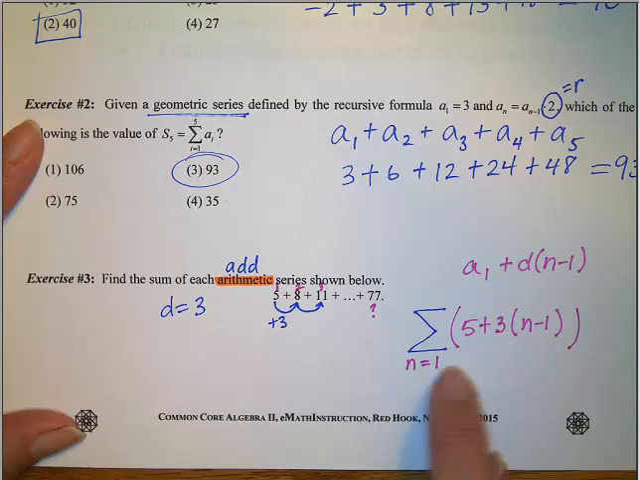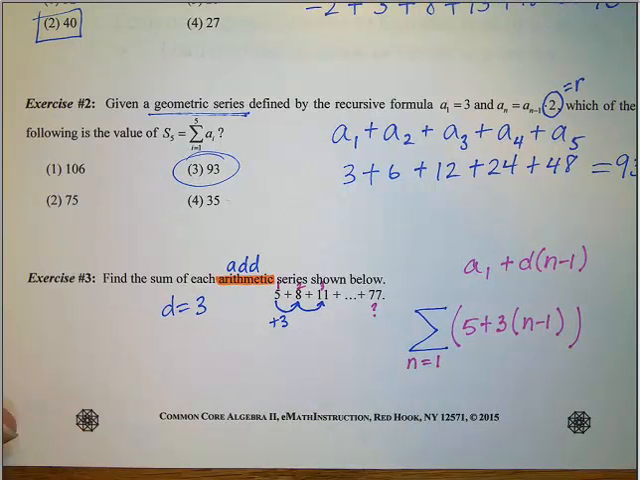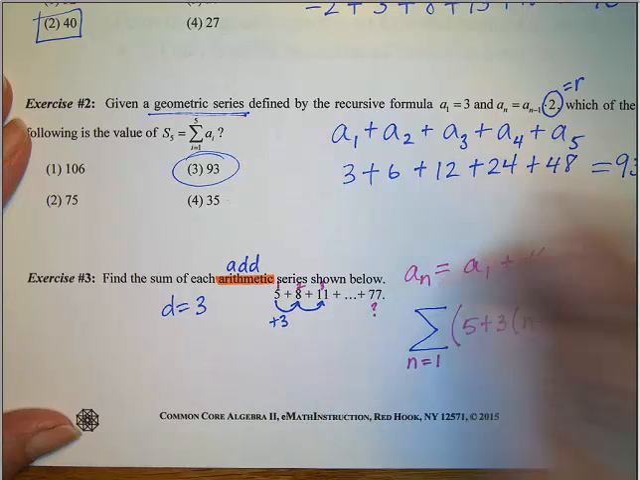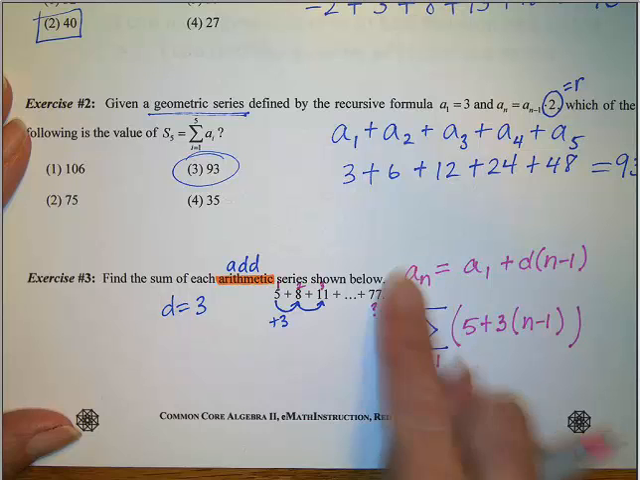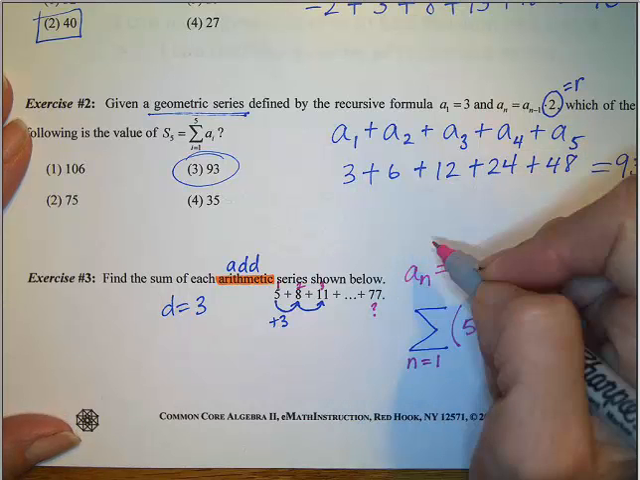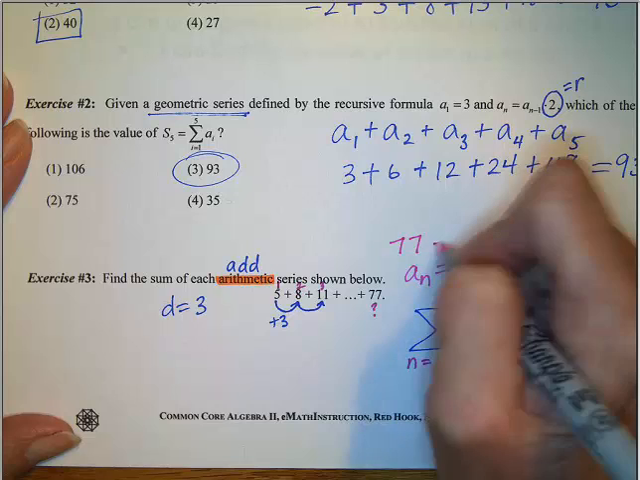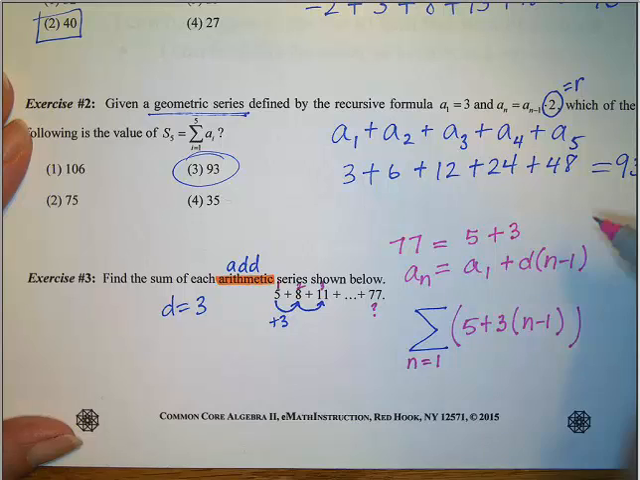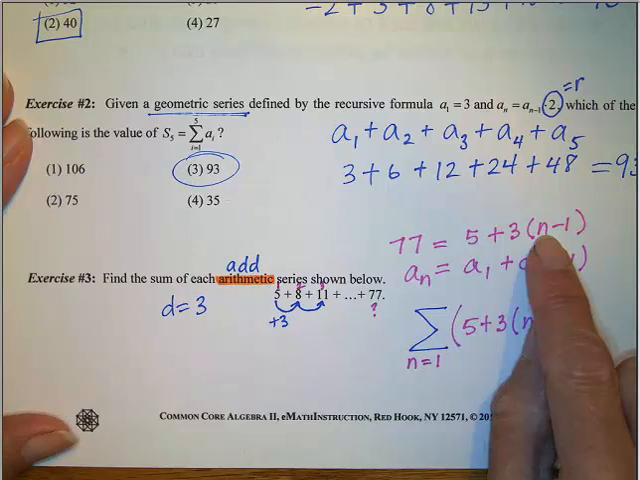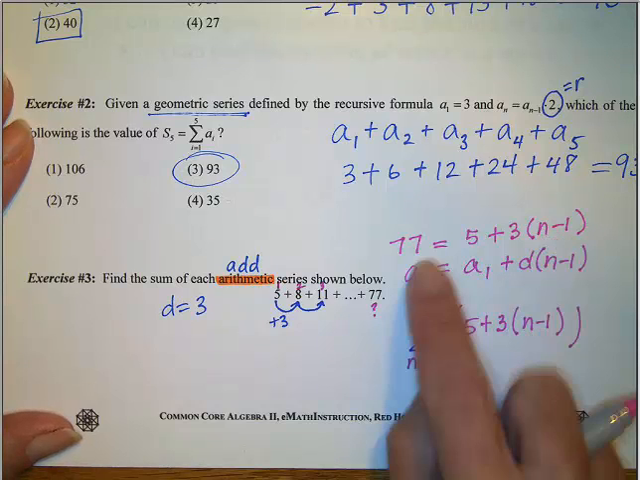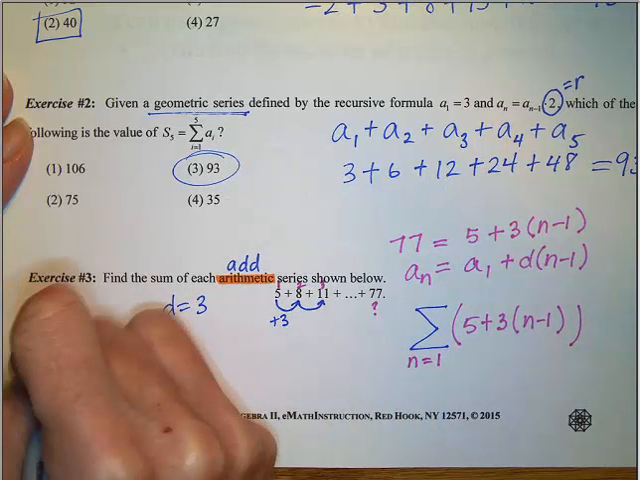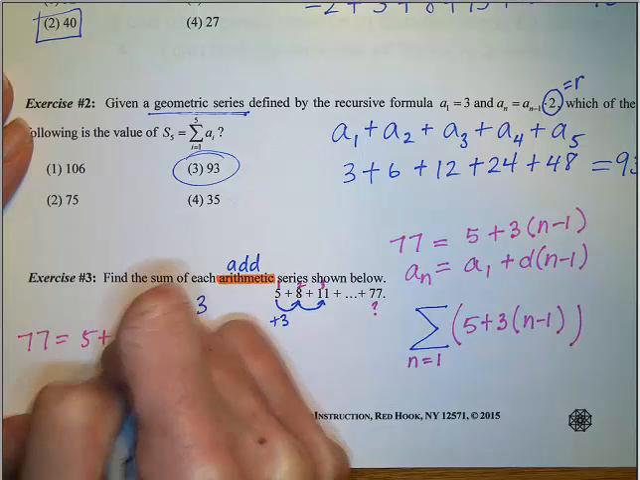So now, how am I going to find out what term number 77 is? Well, I know the value. The value of some term goes here. So 77 is the first term plus the common difference of 3 times the number of terms minus 1. Remember, it's 1 less. Well, I don't know what number term this is. So I'm going to solve this equation. So 77 equals 5 plus 3n minus 3.